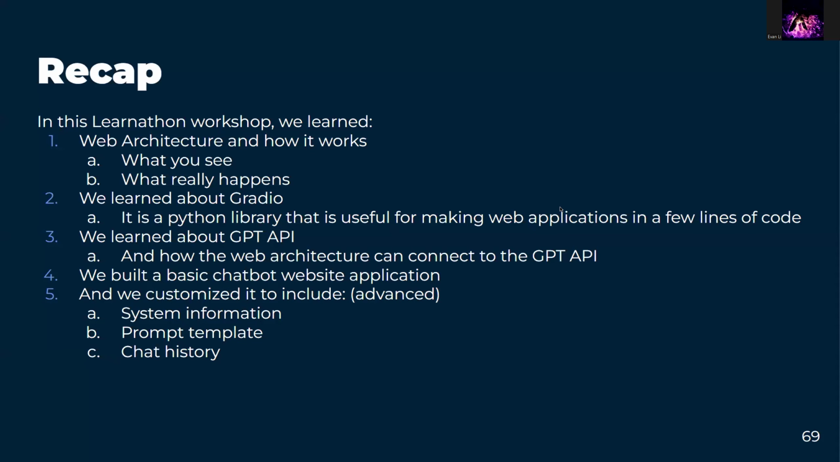So in this learnathon workshop, for the second part, we learned how to customize a chatbot to add system information, prompt template, and chat history. The system information just meant what the robot's supposed to be doing. The prompt template just means what the output should look like, and we added chat history to it so that it can actually answer questions. So does anyone have any questions?